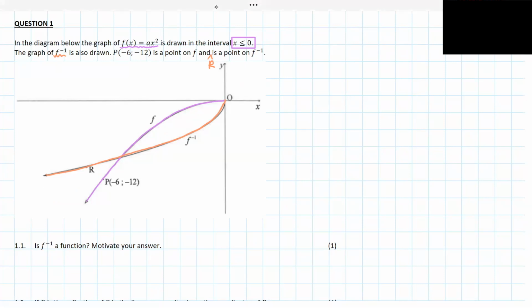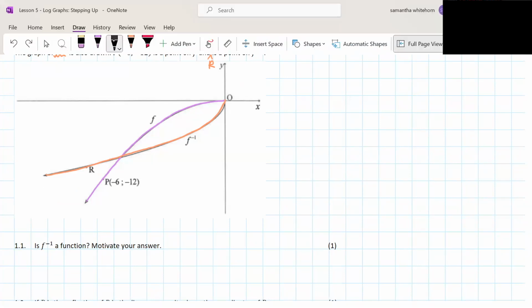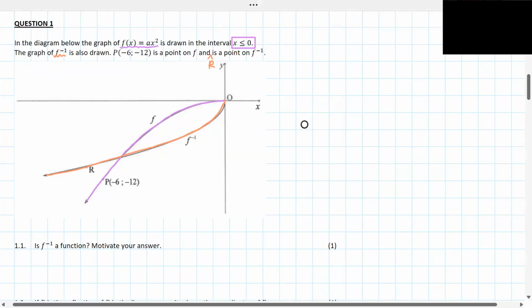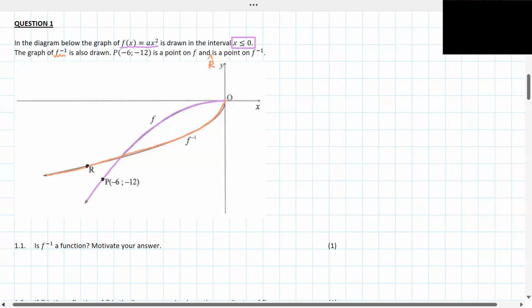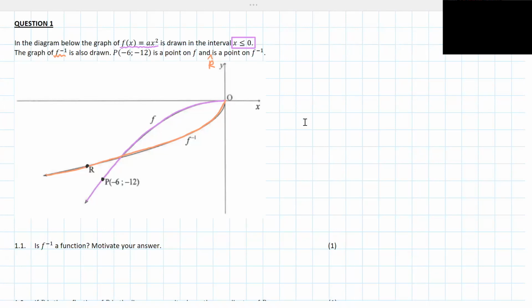Okay, so now that we've sort of established what's going on, we just need to remember that P is a point on my graph f, so on the parabola, and R, which we don't have a coordinate for, is on the inverse function. So that's the information we have. We can now go and start to answer some questions here. So the first question that's been asked is f to the -1 a function?